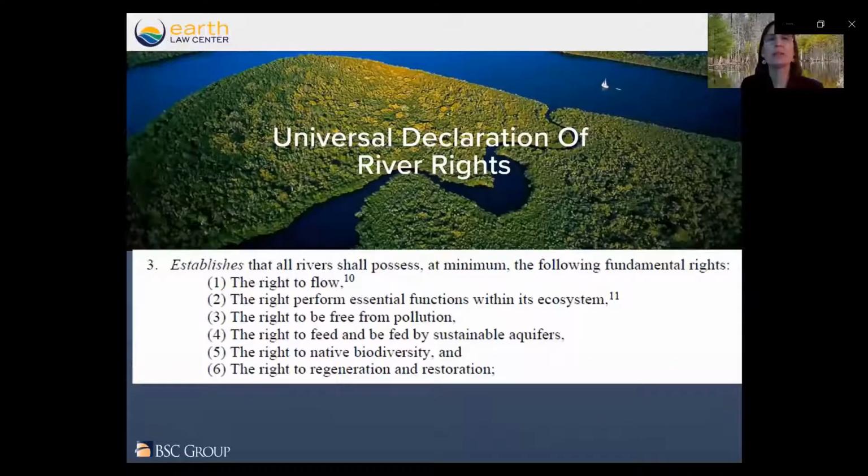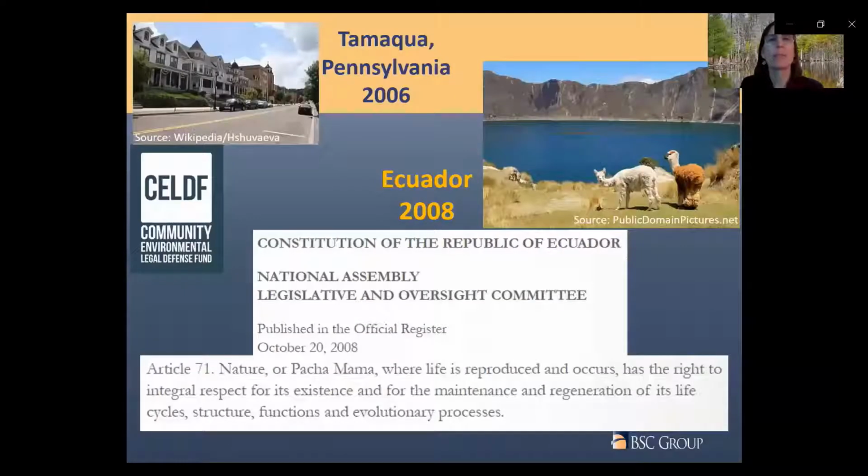In terms of wetlands, in addition to the various specific rivers and lakes inclusive of their wetlands that have been granted rights, there now exists a Universal Declaration of River Rights developed by the Earth Law Center, which addresses the rights of riparian wetlands and their watersheds, but not of many other types of wetlands. This slide outlines some of the main provisions of the Universal Declaration of River Rights.